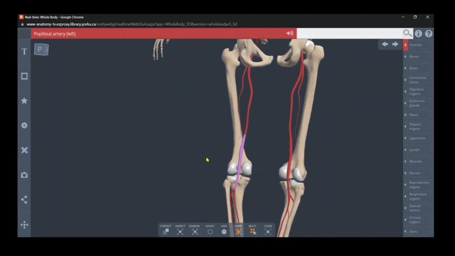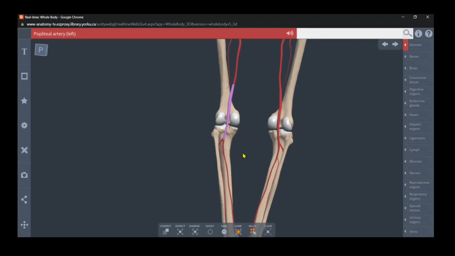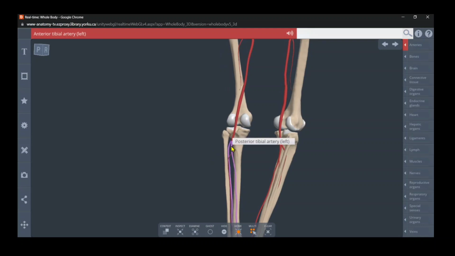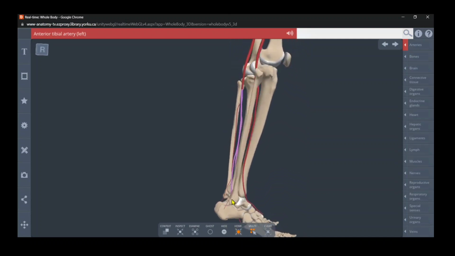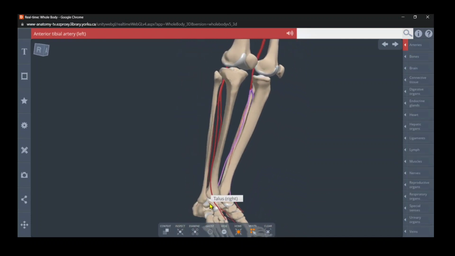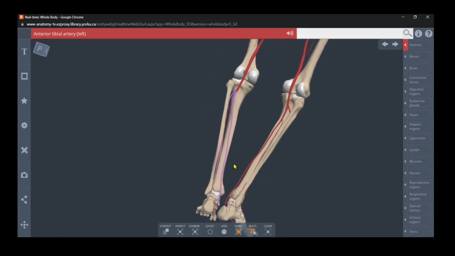And the popliteal artery is very important here. It splits into two things: the posterior tibial and anterior tibial. So popliteal artery to posterior tibial artery and anterior tibial artery. They both go all the way down, not to your toes, to your actual heel, so to your calcaneus bone. And they run the length of the tibia and the fibula.